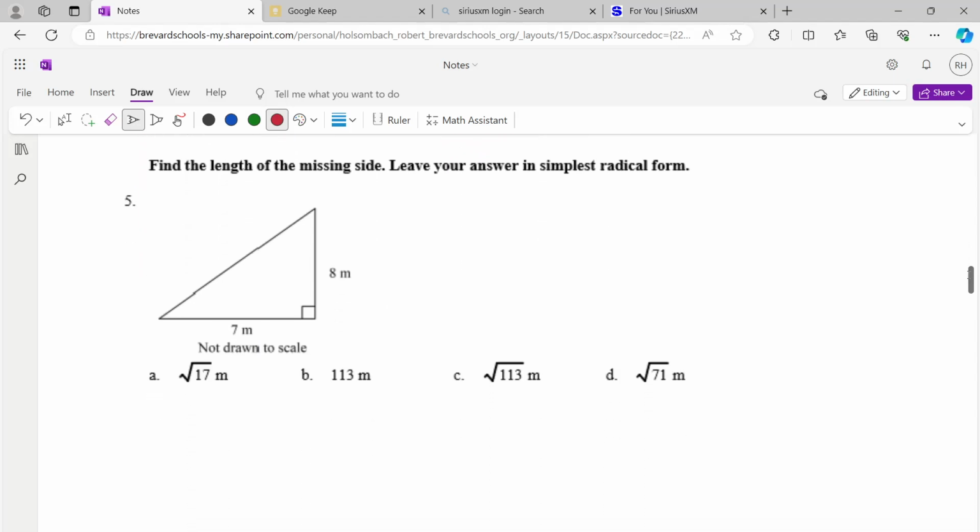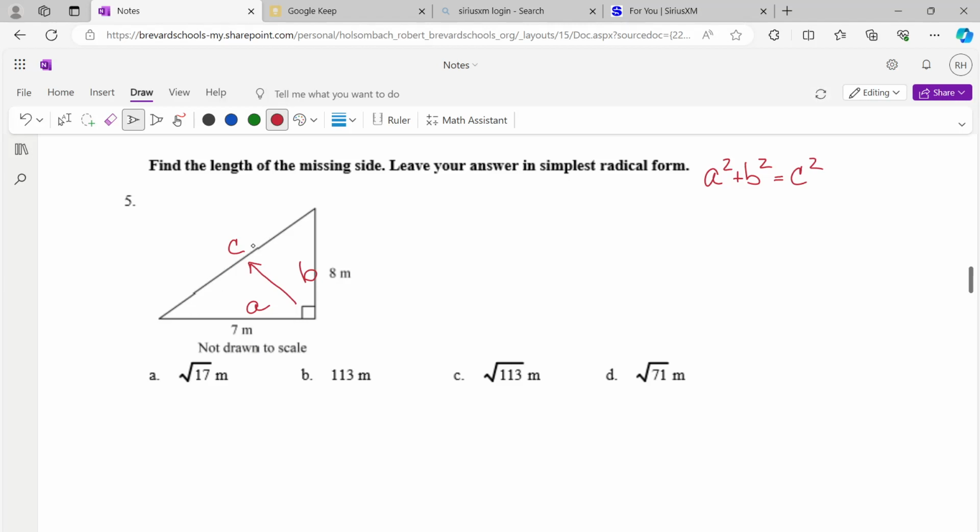All right, number 5 is a Pythagorean theorem problem. We've covered it a couple times this year, but we've got a right triangle. All right? The Pythagorean theorem says that for every right triangle, a squared plus b squared is equal to c squared, when our a and our b are the legs of the right triangle and c is the hypotenuse. Remember, c is always across from the right angle.